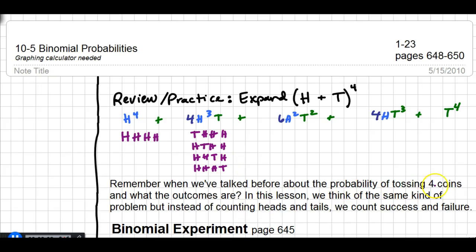So we've talked about the probability of tossing 4 coins and what those outcomes are. In this lesson, Lesson 10.5, we're going to think of some of the same kind of problems, but instead of counting heads and tails, we switch and refer to those outcomes simply by success and failure.